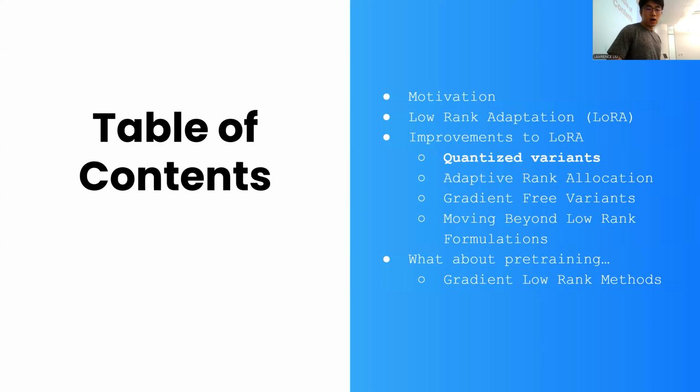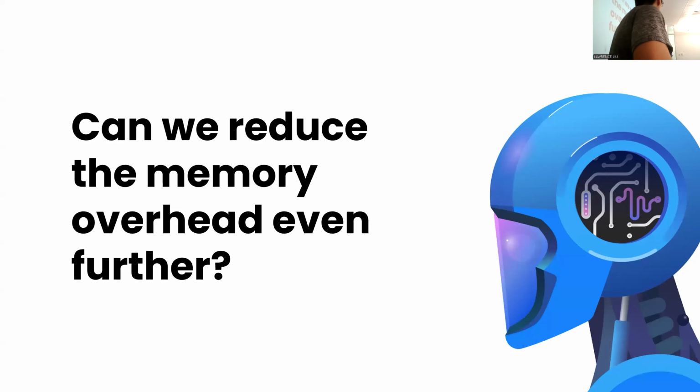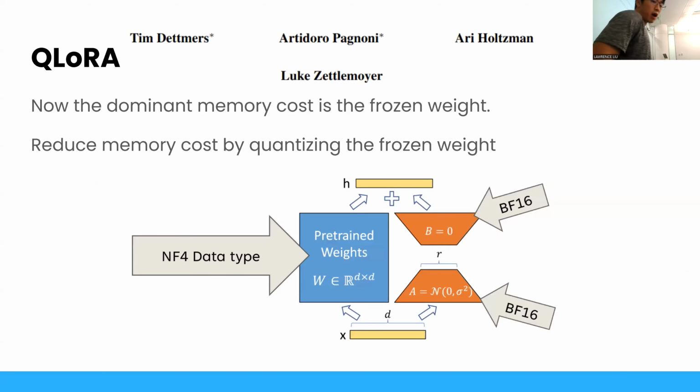Okay. So let's move on further. So the question is, can we reduce the memory overhead even further? Now the dominant memory cost comes from the frozen weight, which in LoRA is still kept in FP16. So that's 2 bytes per parameter.